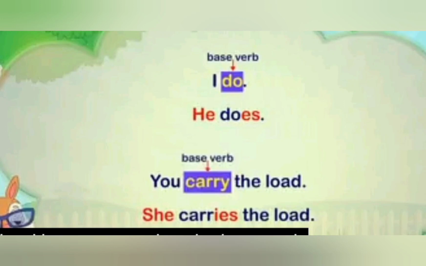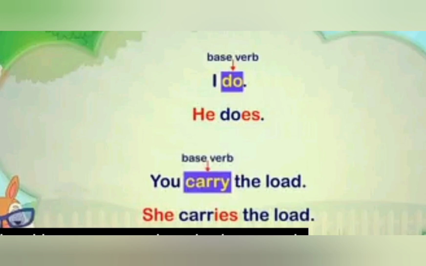Okay, children. Now the next example is you carry the load. The base verb in the sentence is carry and you is a second person. So we simply write you carry a load. Here we will not add s or ies. And in the fourth sentence, in the place of you, if she is written, then carry will be written carries. We add ies because she is third person.